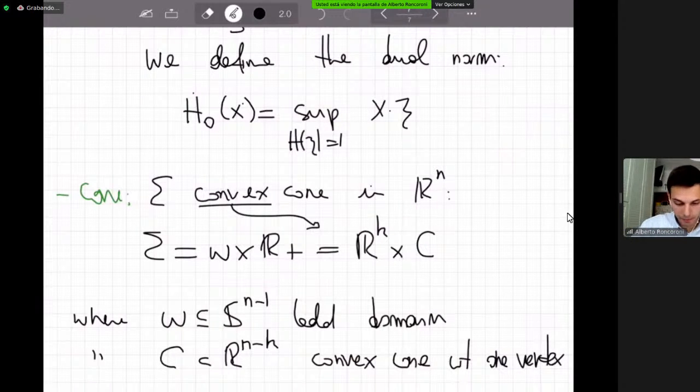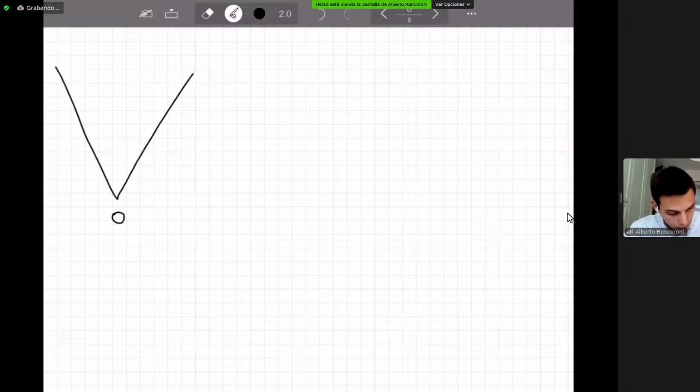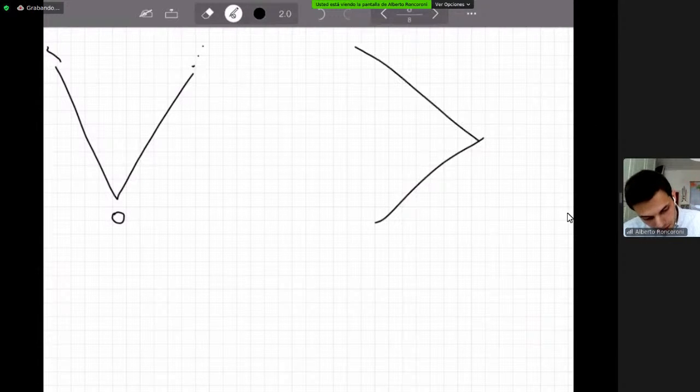So let me draw some picture. So we are considering this kind of cones, of course, with only one vertex, in the Euclidean space, but we are also considering this kind of cones.